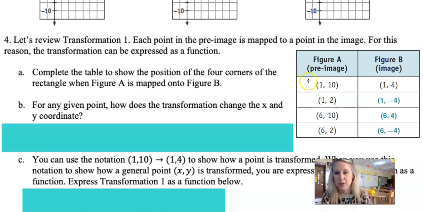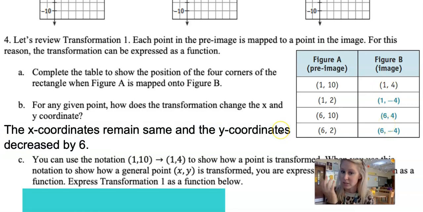For part B, I'm going to look at my x and my y values. Hopefully you noticed the x's did not change. The x's stayed the same. They remained constant. The y coordinates changed by 6; they subtracted 6. So a 10 became a 4 by subtracting 6. 2 minus 6 is negative 4. 10 minus 6 is 4. 2 minus 6 is negative 4. So they subtracted 6 from the y coordinates, and the x's stayed the same.